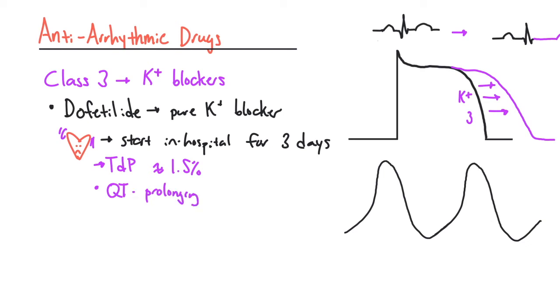But I want you to remember for now that you want to be cautious when you're using these agents with other QT prolonging agents. Now, other QT prolonging agents can include anything like antibiotics, particularly your macrolide antibiotics like azithromycin. These can be antipsychotics, or of course other antiarrhythmics.